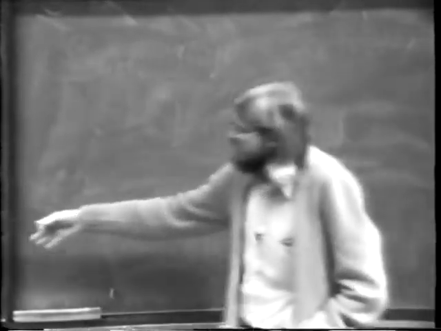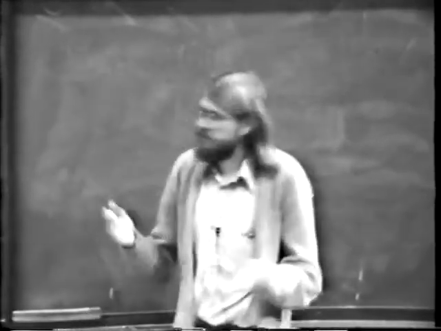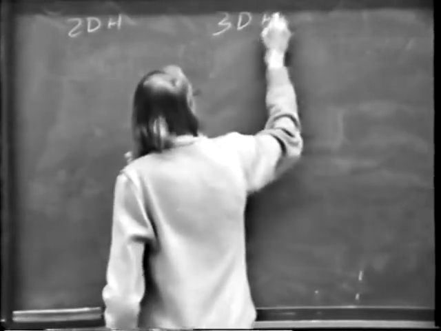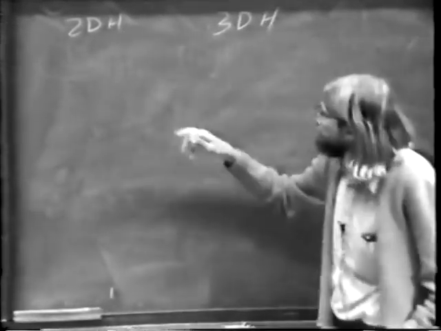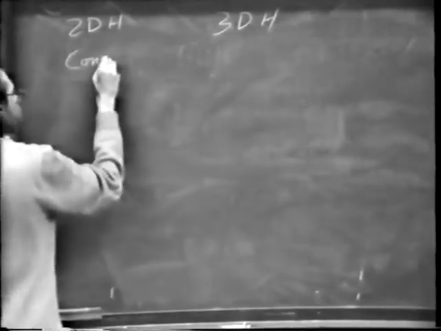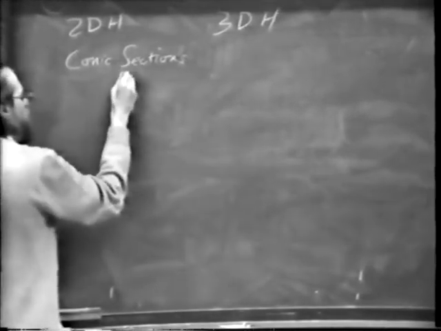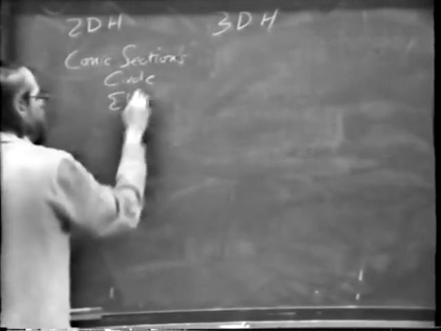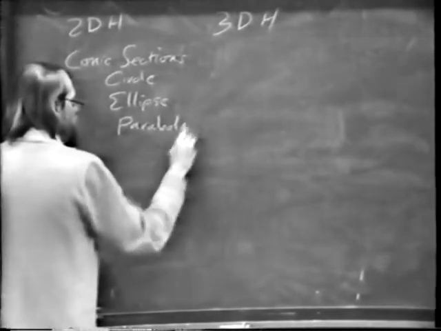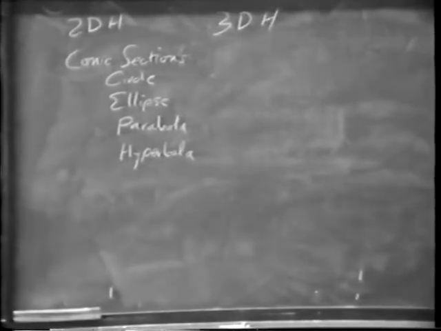What sort of surfaces are you likely to come up with? You know, what are the solutions to these things? They're generally going to be what you expect, like conic sections. 2D homogeneous and 3D homogeneous case here. Second order curves are going to be conic sections like circle, ellipse, parabola, and hyperbola, and a few others.